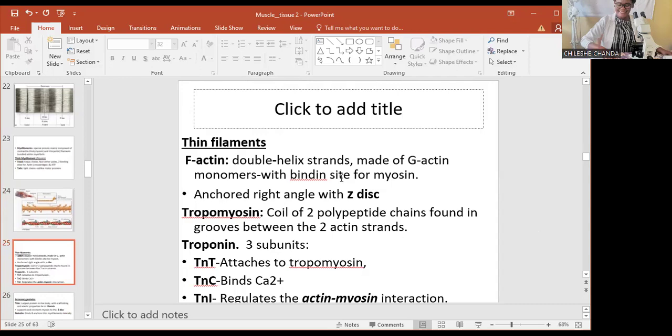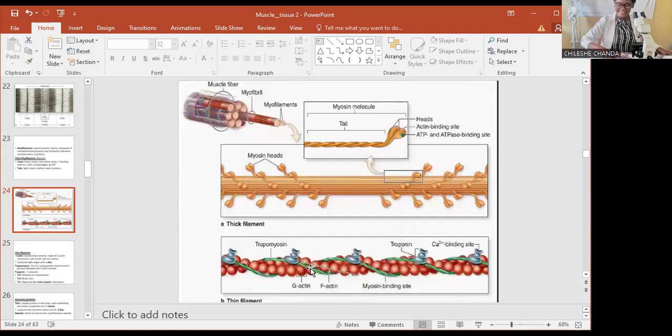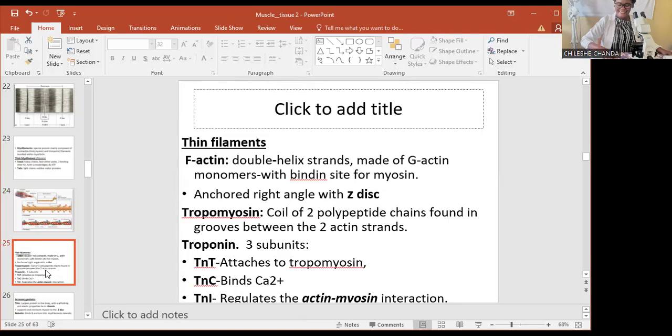We have F-actin, double helix strands made up of G-actin monomers, those beads I was telling you about. We have tropomyosin, a coil of 2 polypeptide chains found in grooves among the 2 actin strands. These are the 2 strands of actin, the beads, the G-actin. So that is where you're going to find tropomyosin.